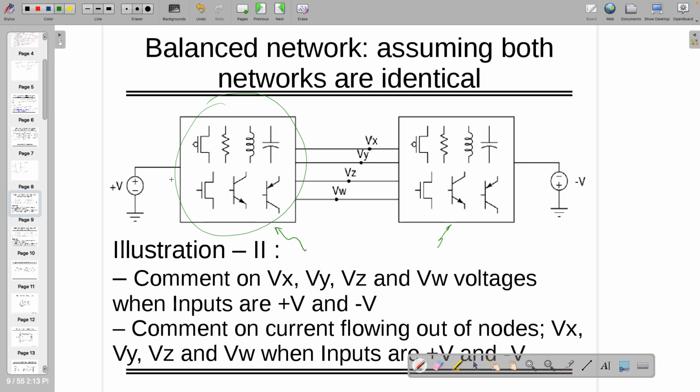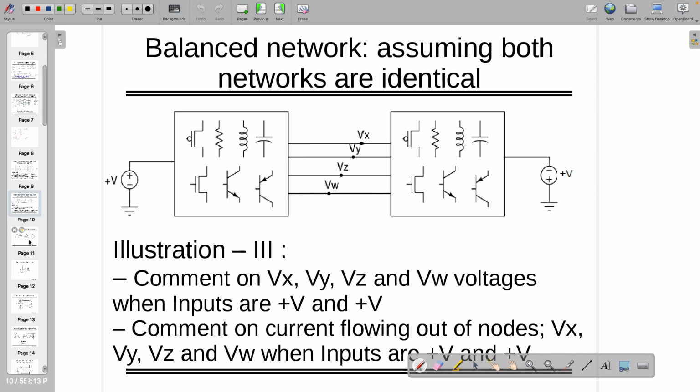Let's go with the situation where I have kept it like this. Okay, do not go with these notations, they are actually not correct. So what if I am giving here plus V and here minus V, meaning differential, what's going to happen? Can you comment on Vx, Vy, Vz, Vw, which are connected between these two balanced networks?